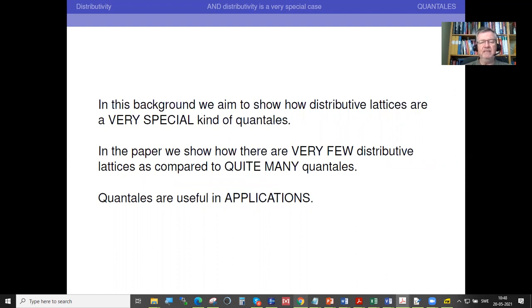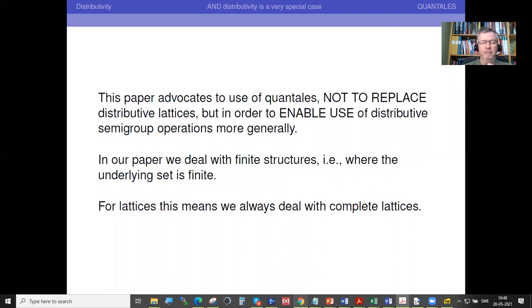So indeed, distributive lattices are very special kinds of quantals. Also, there are very few distributive lattices as compared to quite many quantals. The paper indeed advocates the use of quantals, wants to raise awareness, wants to increase curiosity about using quantals. Obviously, I do not say that we need to replace distributive lattices. Distributivity over disjunction is still important from an application point of view.